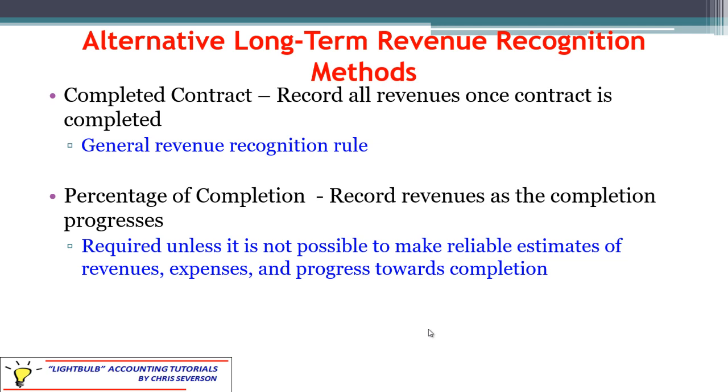Now, I will say, if you have long-term projects like this, GAAP actually requires this method over the completed contract method unless you can prove that it's not really possible or feasible to make reliable estimates of those items that are needed for this calculation, like revenues, expenses, and progress towards completion. If you can't make those estimates reasonably, then you're back to the completed contract method for the most part. So again, just to stress, this is the one we're talking about mostly in this discussion.